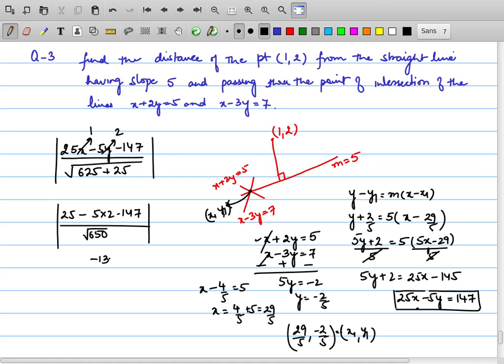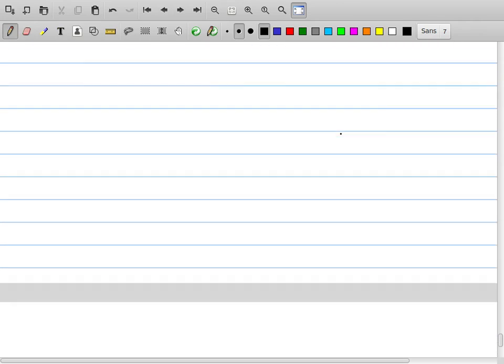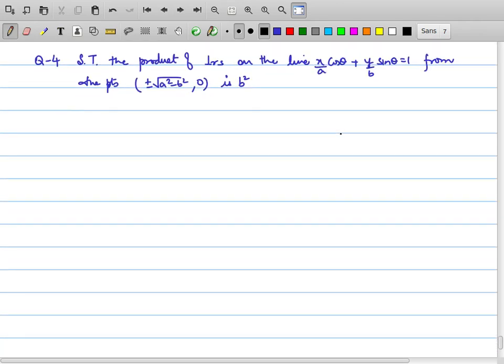So this gives you -10 and 15. This is -132 upon root 650 in mod, and since distance cannot be negative, therefore the answer is 132 upon root 650. This is the distance of this point from the line whose slope is 5 and is passing through the intersection of these two lines. This distance is 132 upon root 650 units. I hope you've understood the question. Let's take the other question.